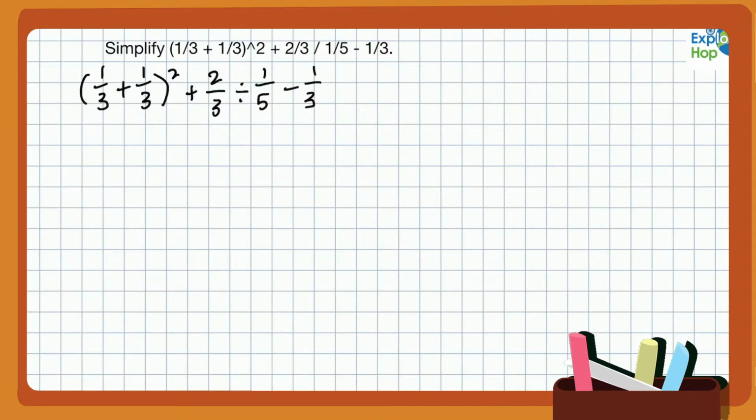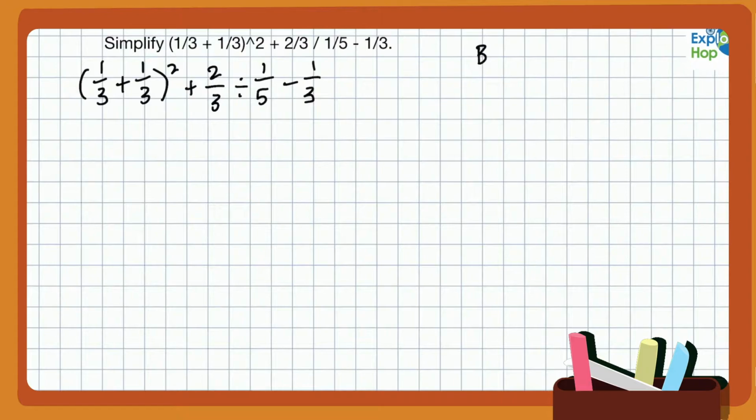The order of operations tells us that we're supposed to simplify what's in the brackets first, then the exponents, then division, then multiplication, then addition, and then subtraction. And we can follow this order until our expression is completely simplified.